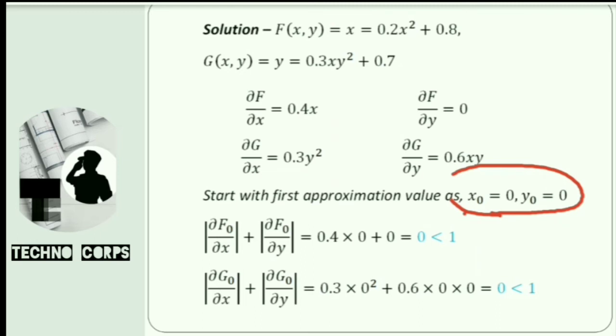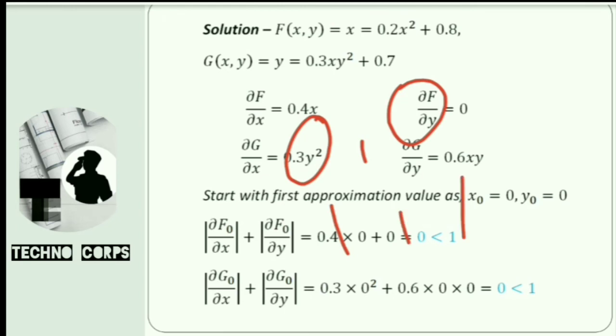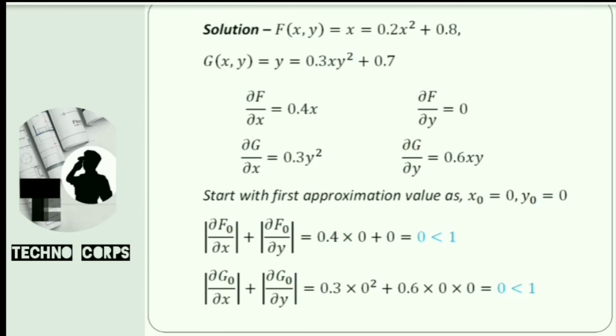You can take it randomly. Okay, I have started with 0 0. You can start with 1 1 also. However, you can go with any value. There is no problem. Completely no problem. Okay, so I have started with the value of x naught y naught as 0 0.